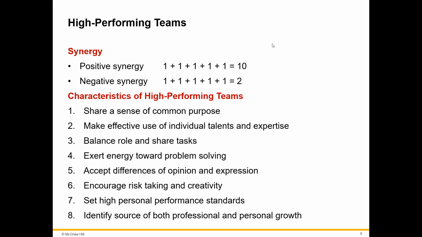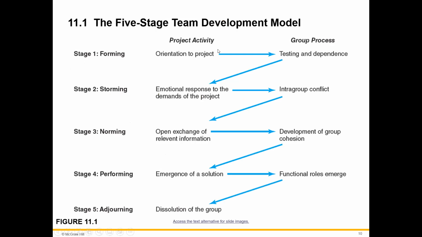So what is the five-stage approach to forming and developing a team? Well, it's very, very simple. You have the objective from the project activity all the way to your group process, and every stage has a new onset. So in the first stage, what you will see is the formation of your team. So this is the team where you look at the orientation of the project.